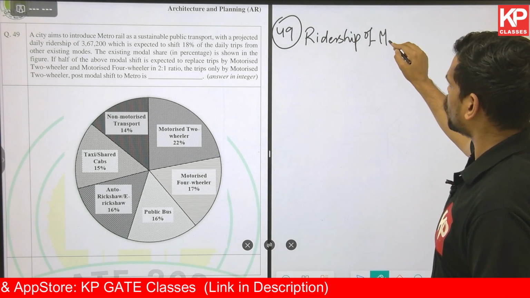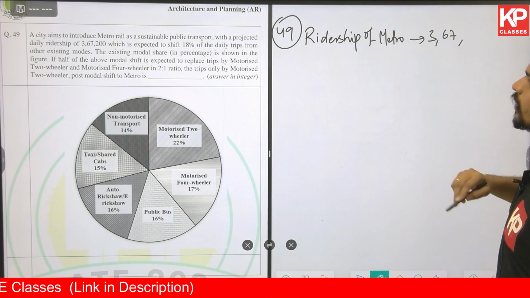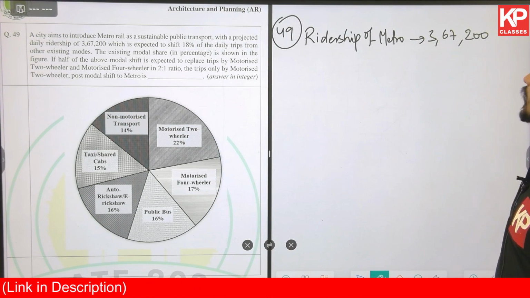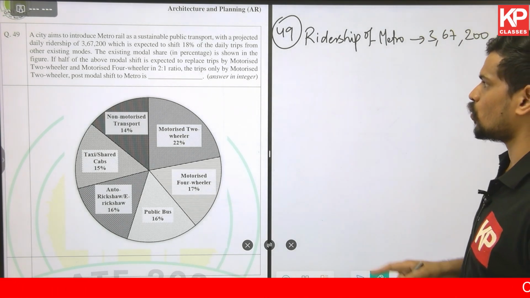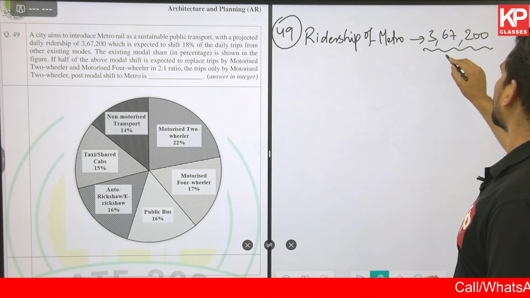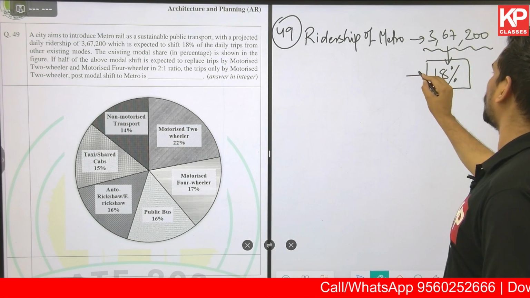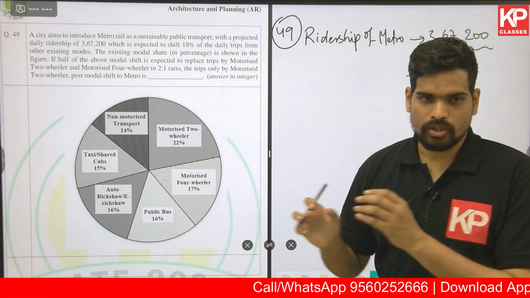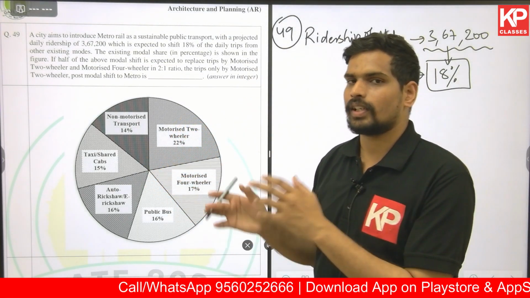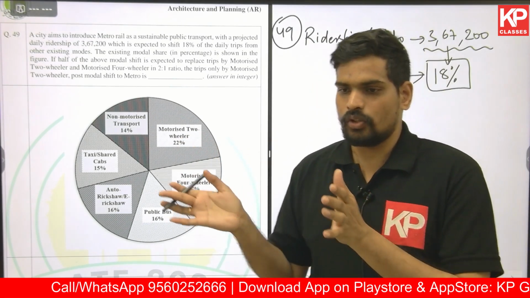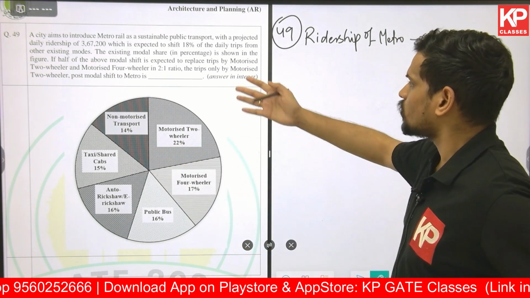The ridership of the metro is given. However, it is projected, but that's fine. The ridership of the metro is 3,67,200, which is expected to shift 18% of the daily trips from other modes. So this value of 3,67,200 is basically an 18% shift from other modes. So basically this is the distribution in present time. From this distribution a new sector is being formed which is 18%. Now how is that? For something new to form as 18%, it has to take from other sectors, from other modes of transport.